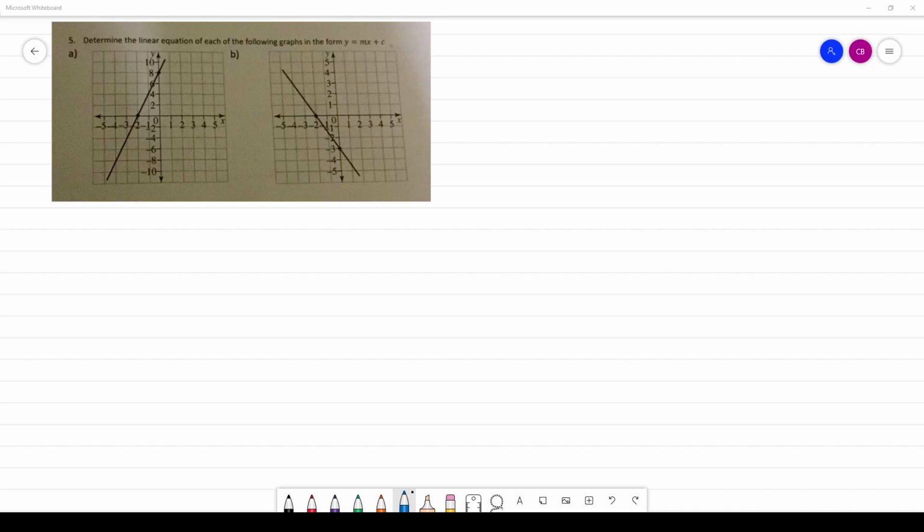Hello and welcome back. Looks like we've got some linear equations we've got to work out here. It says determine the linear equation of each of the following graphs in the form y equals mx plus c.